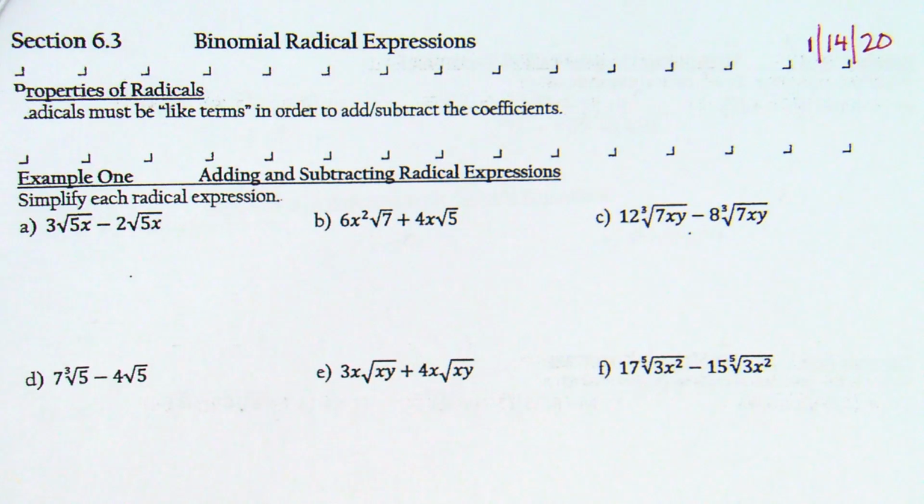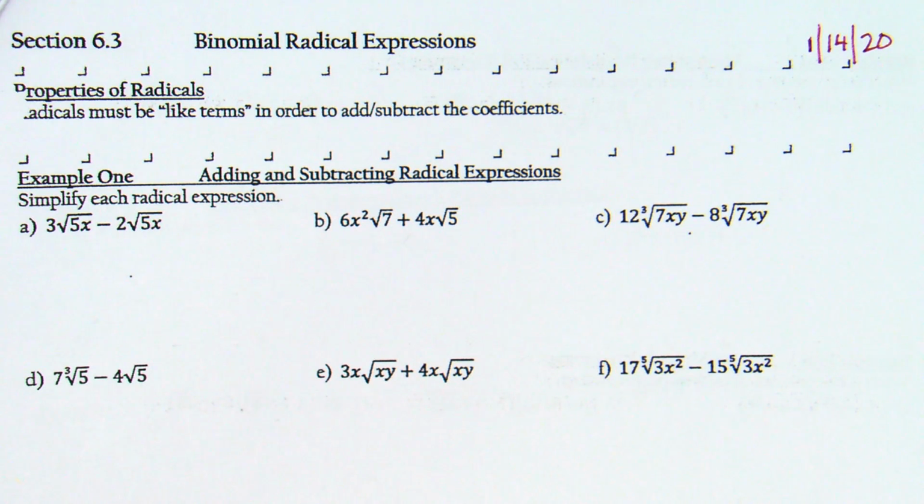Lesson 6.3 is binomial radical expressions. So binomial means two, which means a big focus of today is adding and subtracting. We'll be reviewing or learning how we add and subtract radicals. But besides that, we're also going to be multiplying and dividing binomial radical expressions.